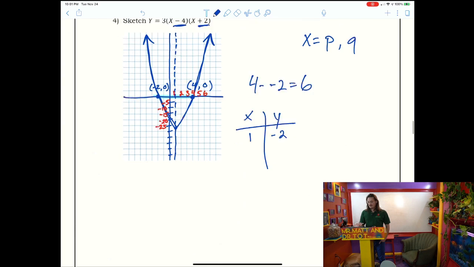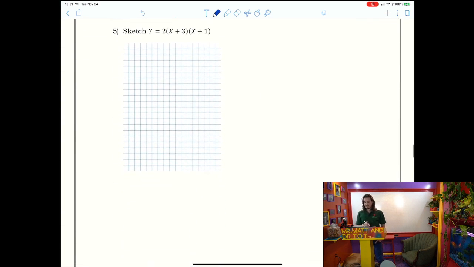Let's look at number 5. Y is equal to 2 times x plus 3 times x plus 1. Take a few moments to look at that. So looking at the intercept form, we can tell that this guy is going to cross the x-axis at x is equal to negative 3 and x is equal to negative 1. So we're going to have an intercept at x at negative 3 and at negative 1. Therefore, the vertex has to be in between those 2 points at negative 2.